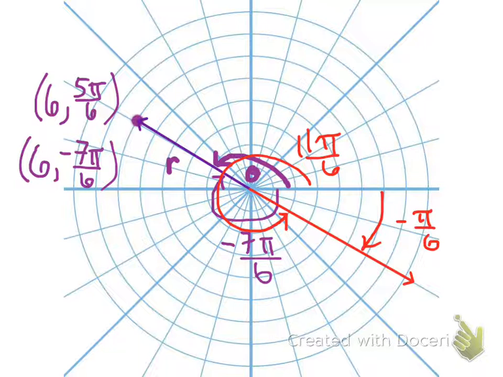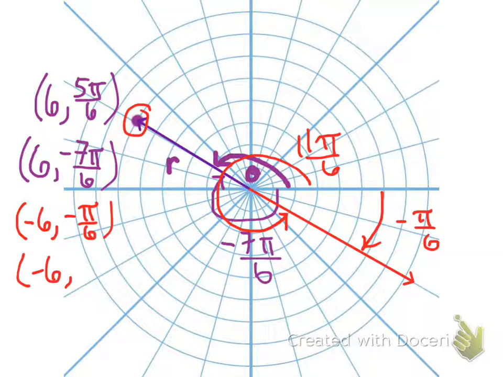So those two angles can be used with a negative radius because the angle's in the opposite direction from where this point is, actually. So another pair of coordinates that we could use would be negative 6, negative pi over 6, or negative 6, 11 pi over 6. So those four coordinates right there could all be used to describe the same point. And in fact, if we wanted to go around the circle more than once, either in the positive or the negative direction, we could have any number of different angles to use for that same point.